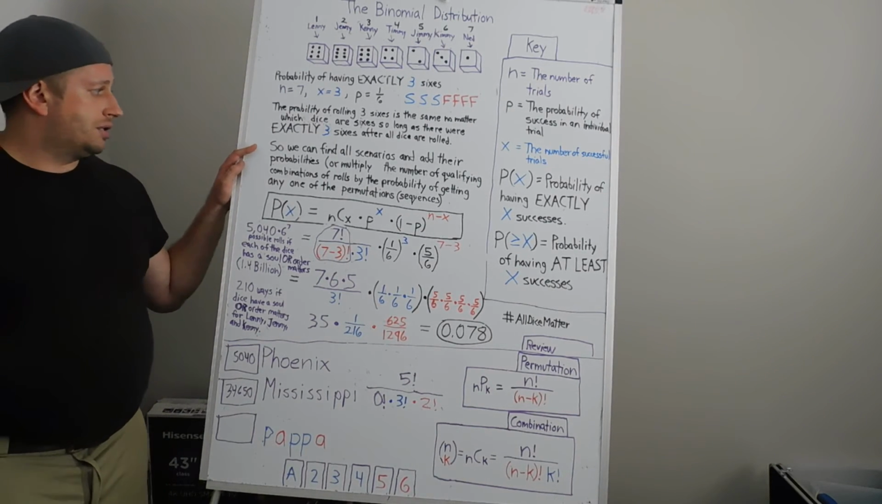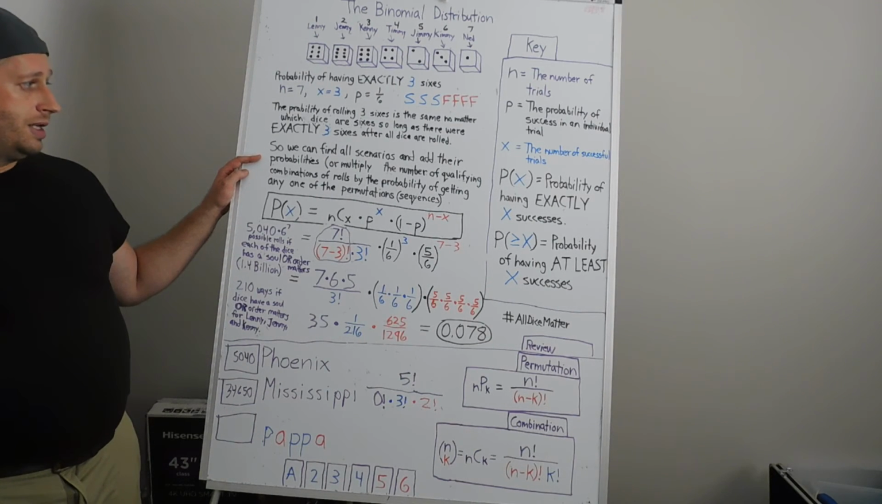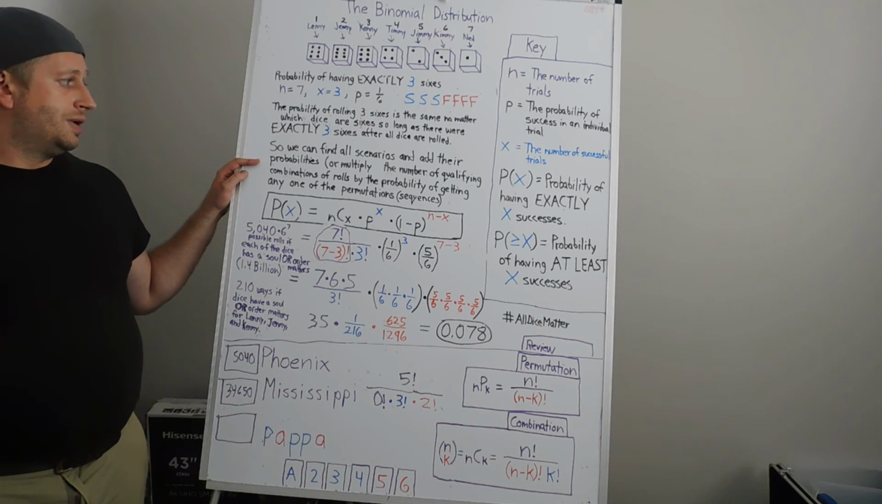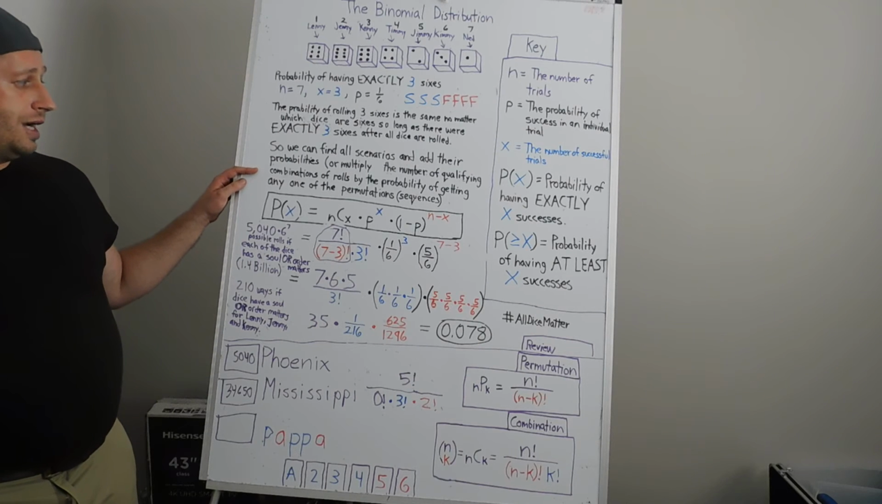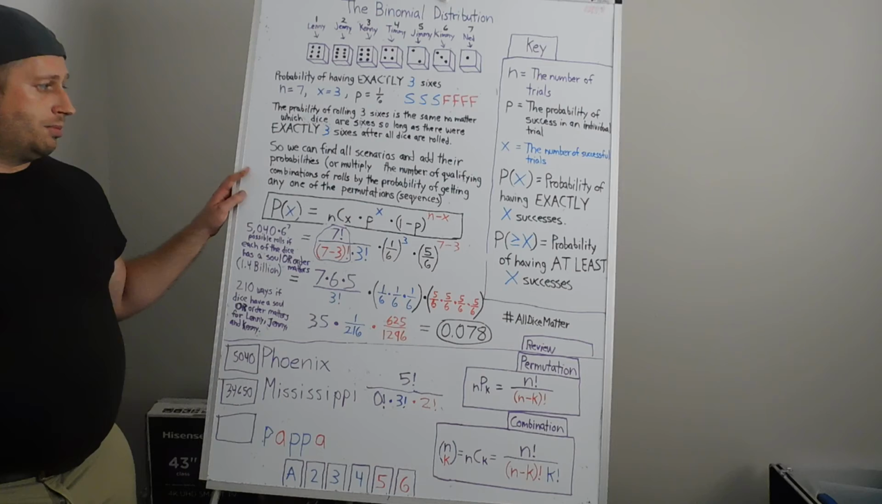And that's the idea. So we can find all scenarios and add their probabilities, or multiply. We can multiply here, that's the key. Since they're all the same, we can just multiply all the ways to do it. So multiply the number of qualifying combinations of rolls by the probability of getting any one of the permutations.